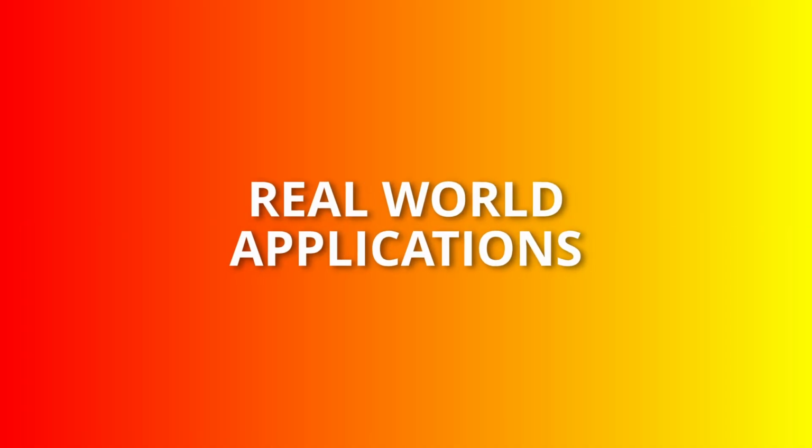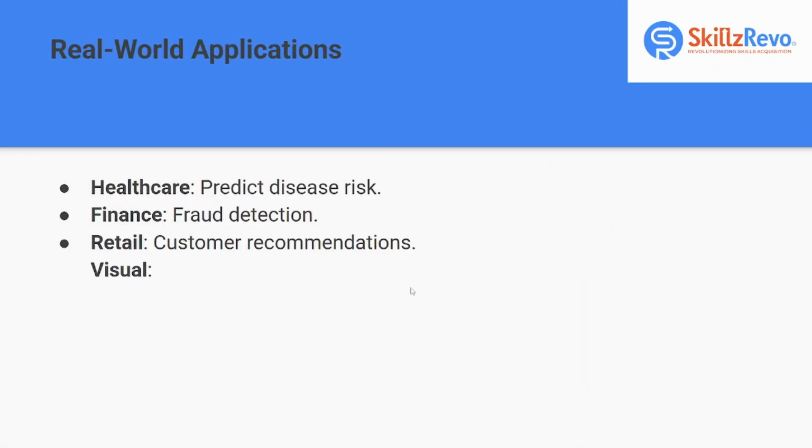If we take real world applications, in healthcare sectors AI and machine learning are the dominating things in the current real world. We are using them in the healthcare sector, finance sector, and retail sector. In every domain we are using these for predicting disease risks, fraud detection, or customer recommendations. So in every domain we are using machine learning.